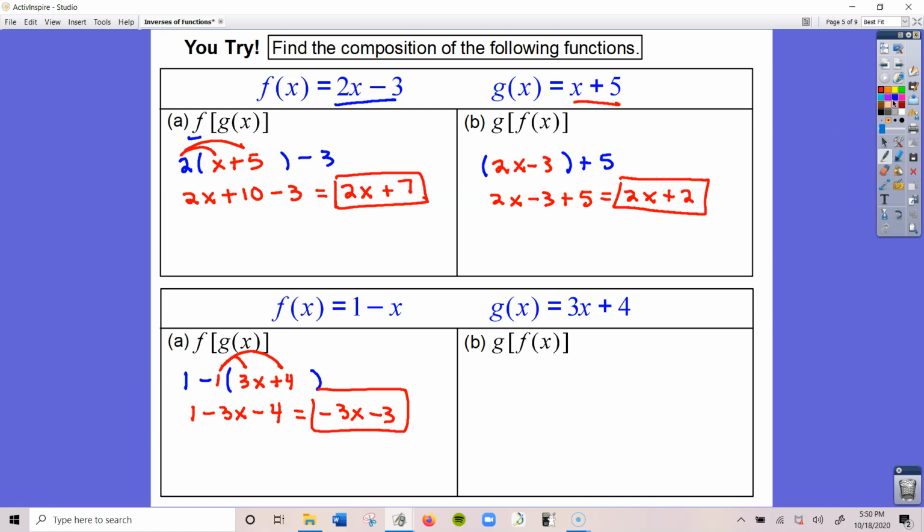And now lastly, we have g of f of x. So I'm going to copy down g, so 3 parentheses for the x plus 4. And inside of the parentheses, I'm going to put f, which is 1 minus x. I'll distribute 3, which would be 3 minus 3x, and then this plus 4, which when you combine like terms would give me negative 3x plus 7.